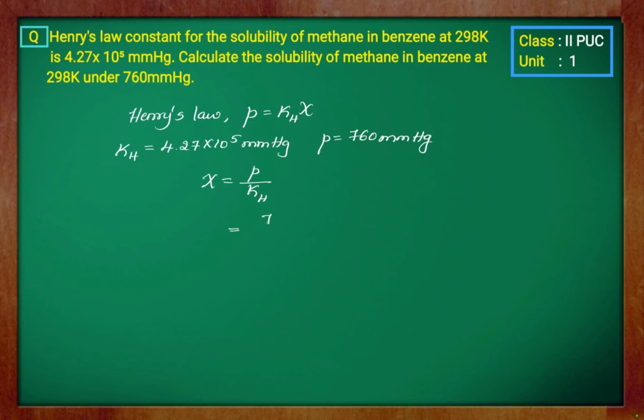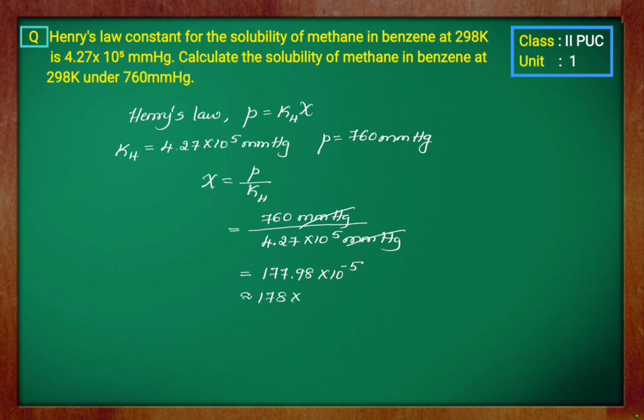Substituting the values, P is 760 mmHg. Henry's law constant is 4.27 into 10 to the power 5 mmHg. Simplifying, 760 divided by 4.27, it's equal to 177.98 into 10 to the power minus 5. So this can be approximately written as 178 into 10 to the power minus 5. So this is the mole fraction of methane in benzene at 298 Kelvin.